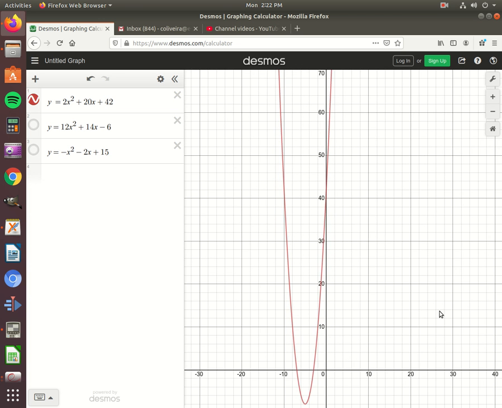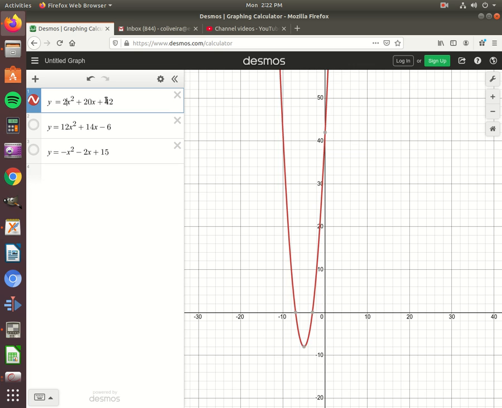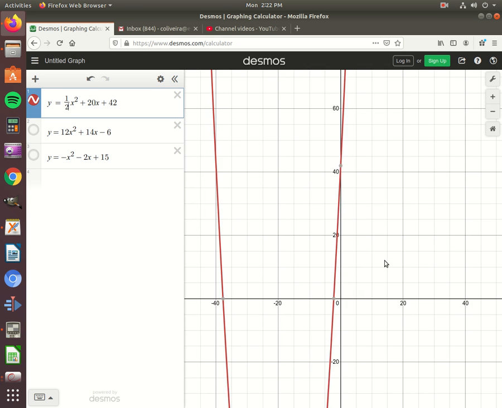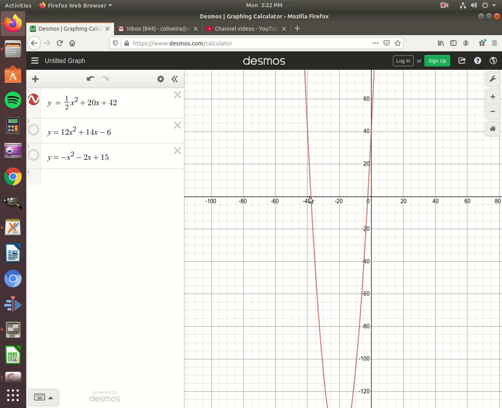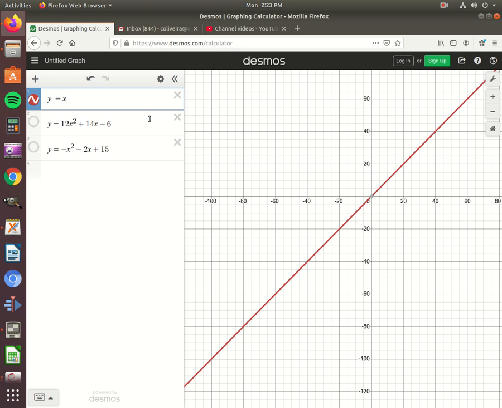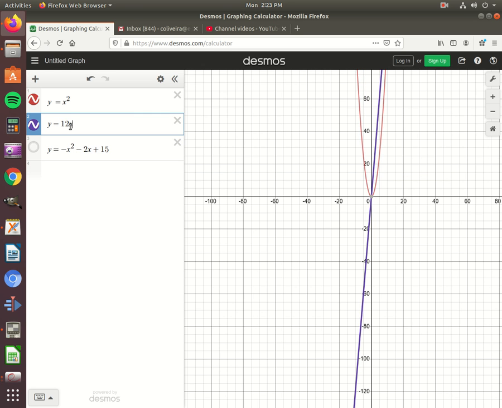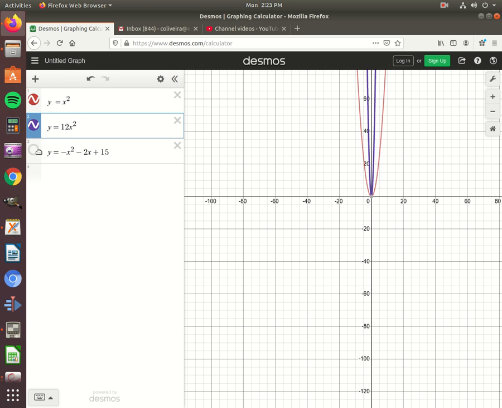However, what if I do something like make it 1/2? My absolute value is less than 1, and you can see it gets flatter, right? So we can actually compare some of these different parabolas. Let's do an easy comparison. Here's y equals x squared. Let's do y equals 12x squared. Actually, that was doing what I wanted it to. And then let's do y equals 1/2 x squared.